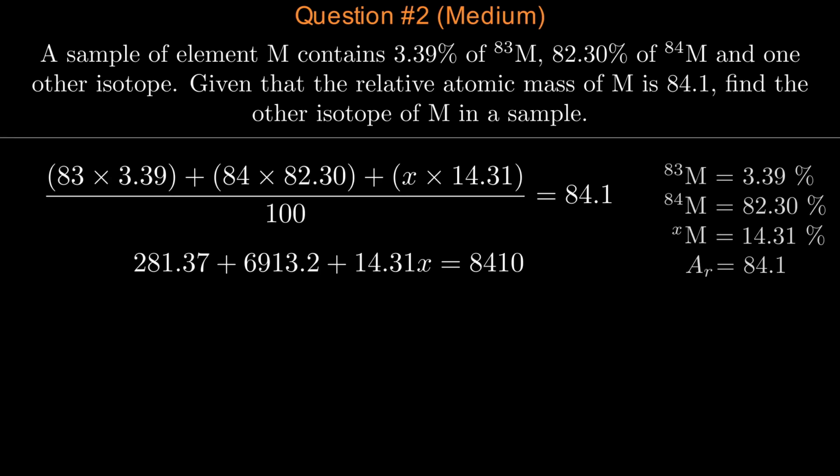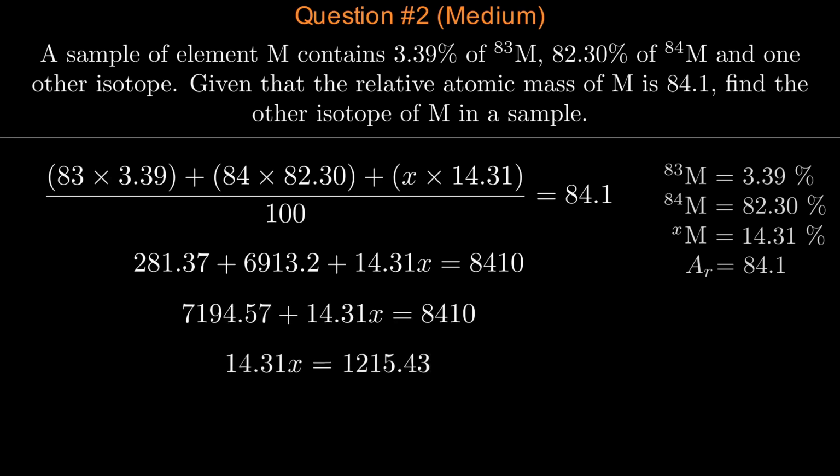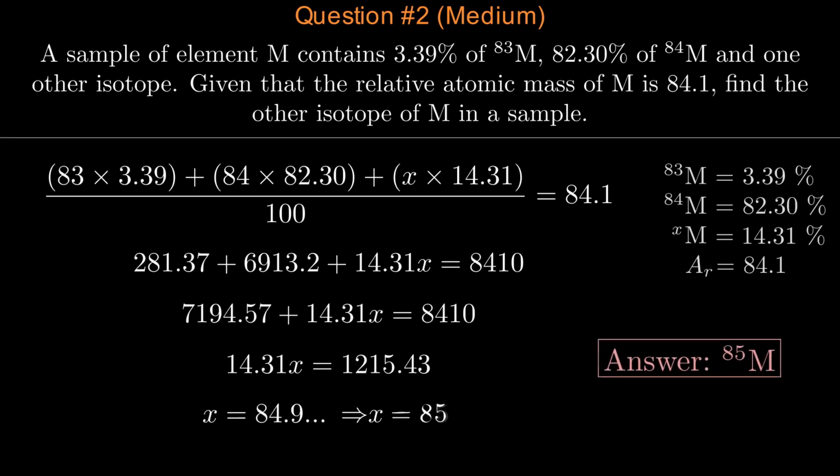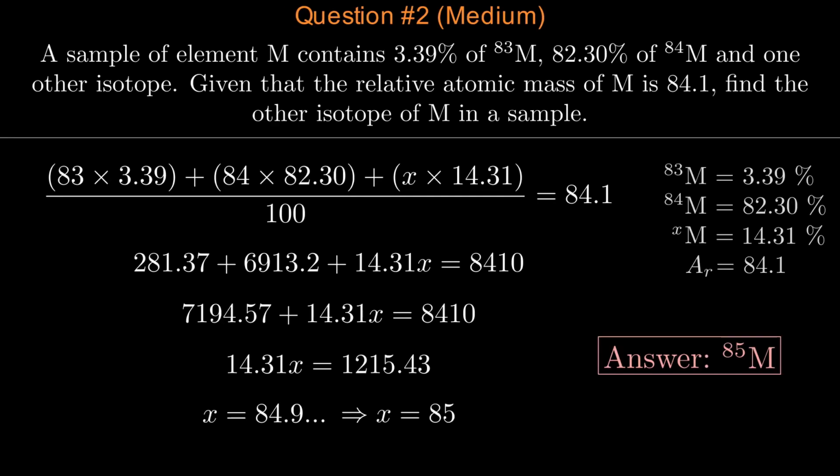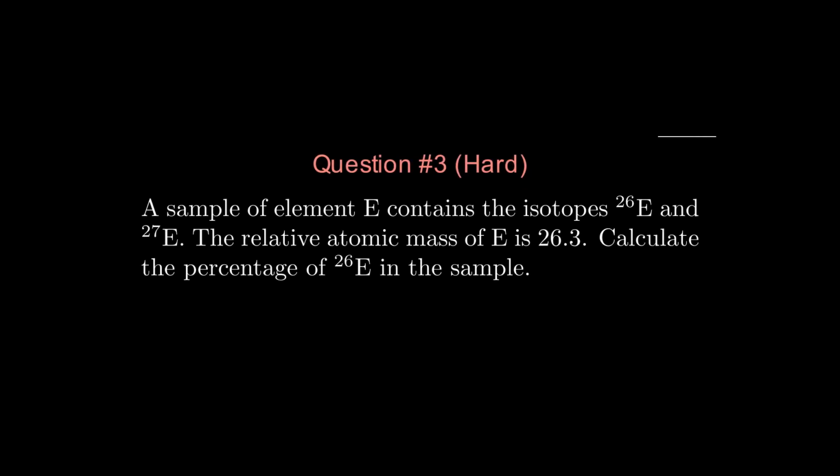Then 281.37 and 6913.2 on the left hand side will add up to 7194.57, which we can then subtract from both sides and get this. After that, we will find out that x is equal to 85. That was a bit more interesting, so let's move on to an even harder question.